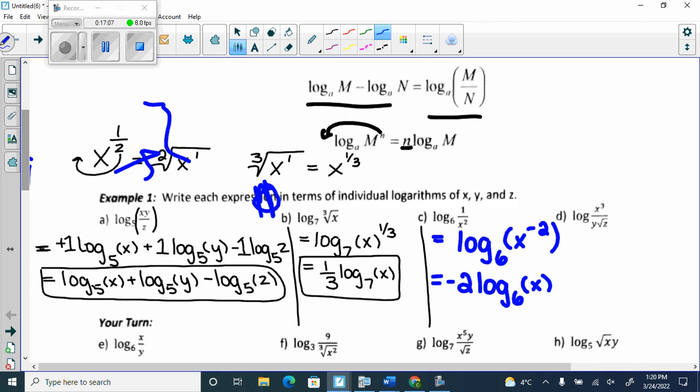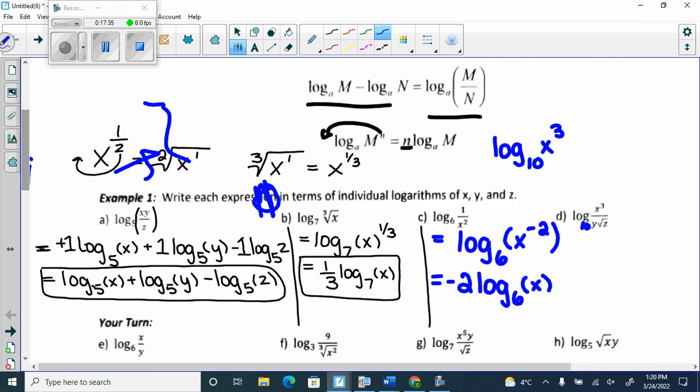All right. D. How could I write D? What could I do with D? Yeah, I could do what I did with the first one. So I could go log base. What is the base if there's no base? 10. So I could go log base 10 of x to the 3.